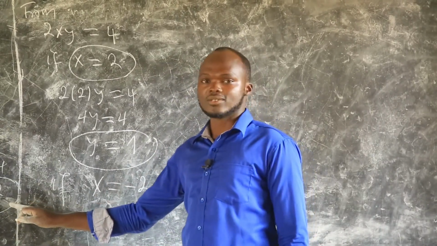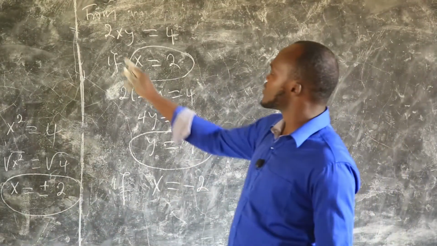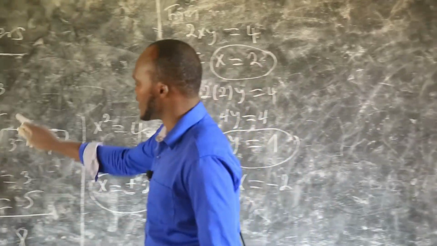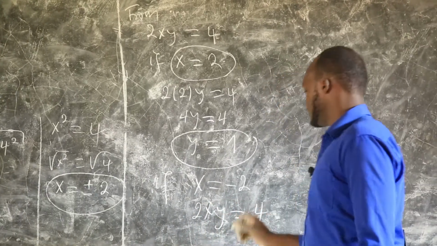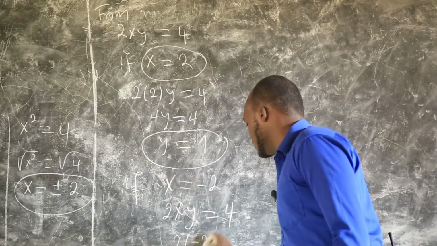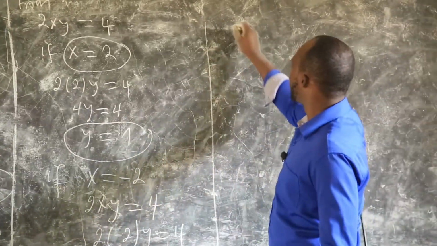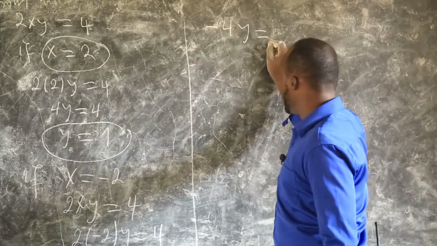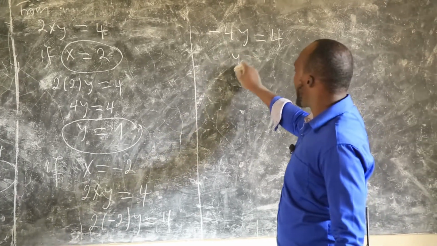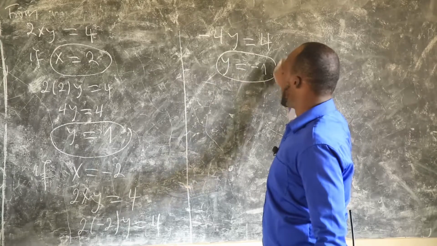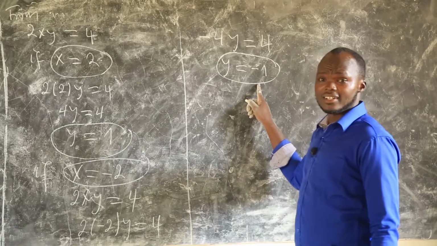Then if x is negative 2, because the value of x has two values, positive 2 and negative 2. If x is negative 2, what is y? I also use equation 2, which is here. 2xy equal to 4. Then 2 into bracket negative 2, y equal to 4. So mean that negative 4y equal to 4. So therefore, we divide by negative 4 both sides. Our y is negative 1. So what does it mean? It means that when x is negative 2, the value of y is negative 1.